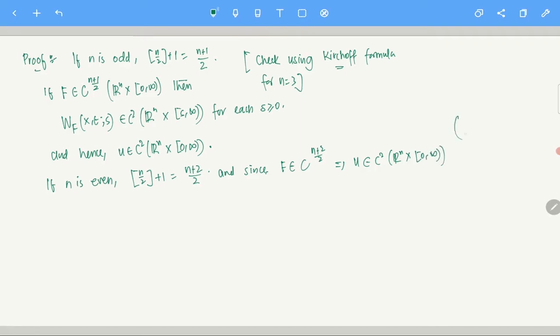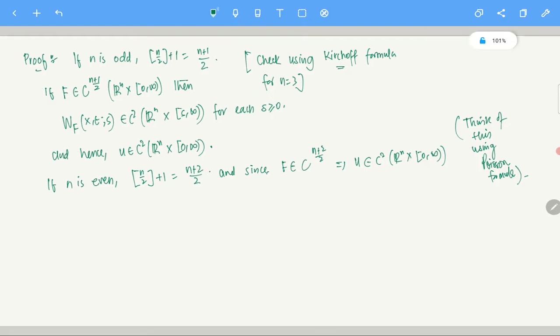I mean, you can think of this using the Poisson formula. Clear? Okay, so this you guys have to do it yourself. I mean, there is nothing much to do, guys. So please check this part. Right now, so this is the first part gone.